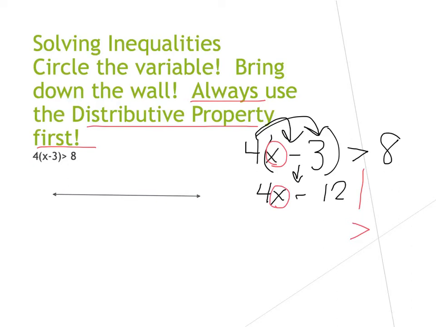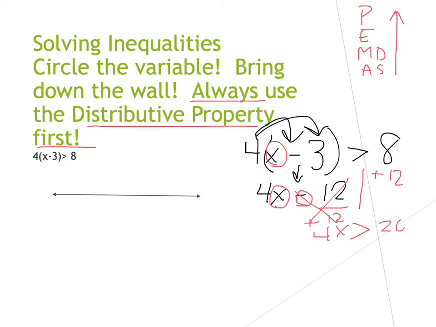All right, this is telling me 4 times x minus 12, so I'm going to do PEMDAS upside down: parentheses, exponents, multiplication, division, adding and subtracting. Remember, I start at the bottom and work my way up. So I'm going to do the adding and subtracting first. This is telling me to subtract 12, so I'm going to add 12 on both sides, which cancels this out, leaves me with 4x is greater than 8 plus 12 gives me 20.